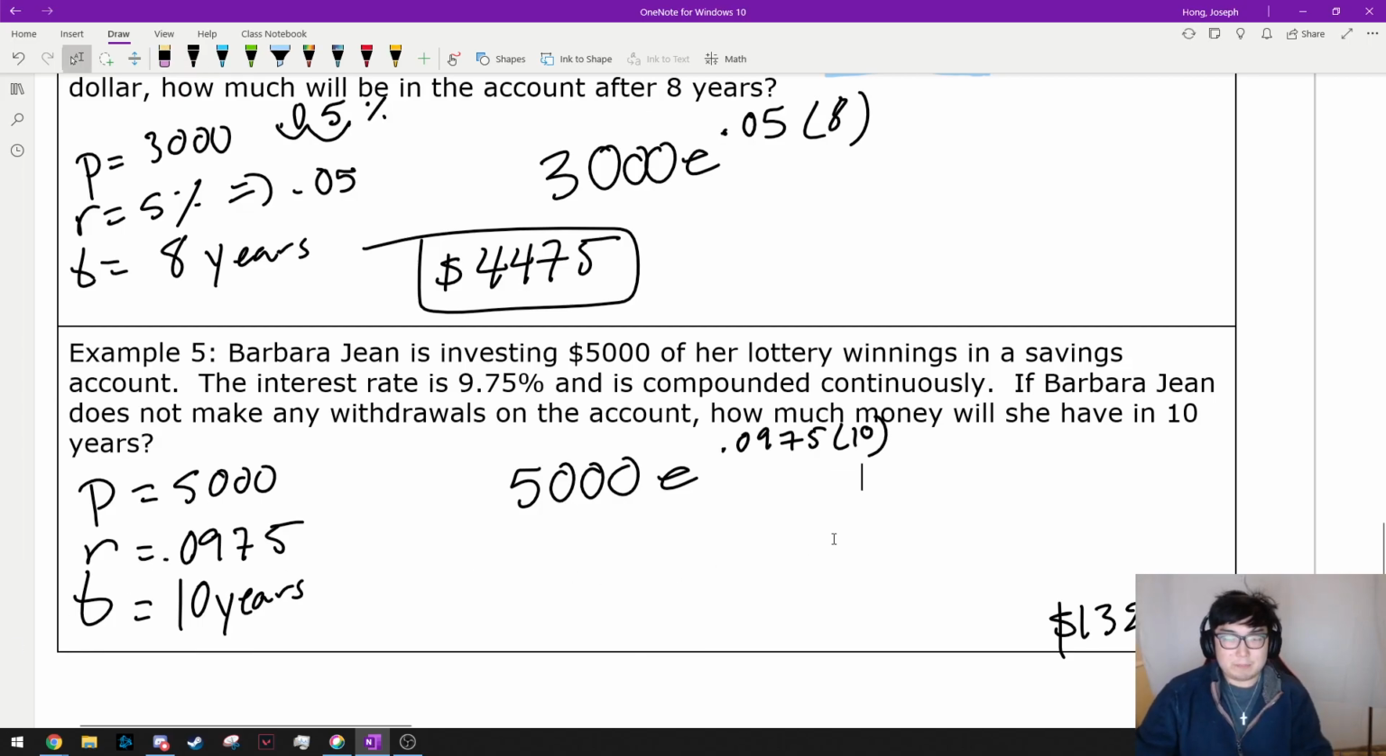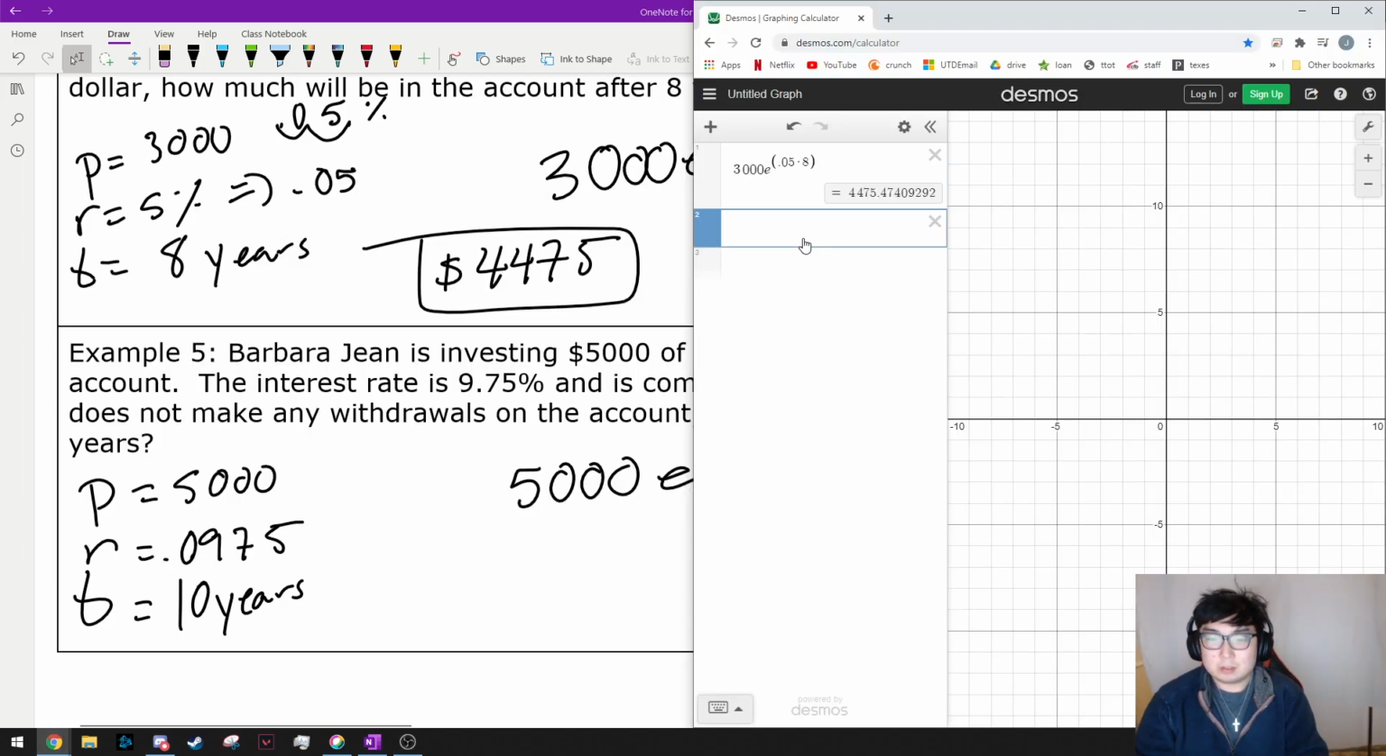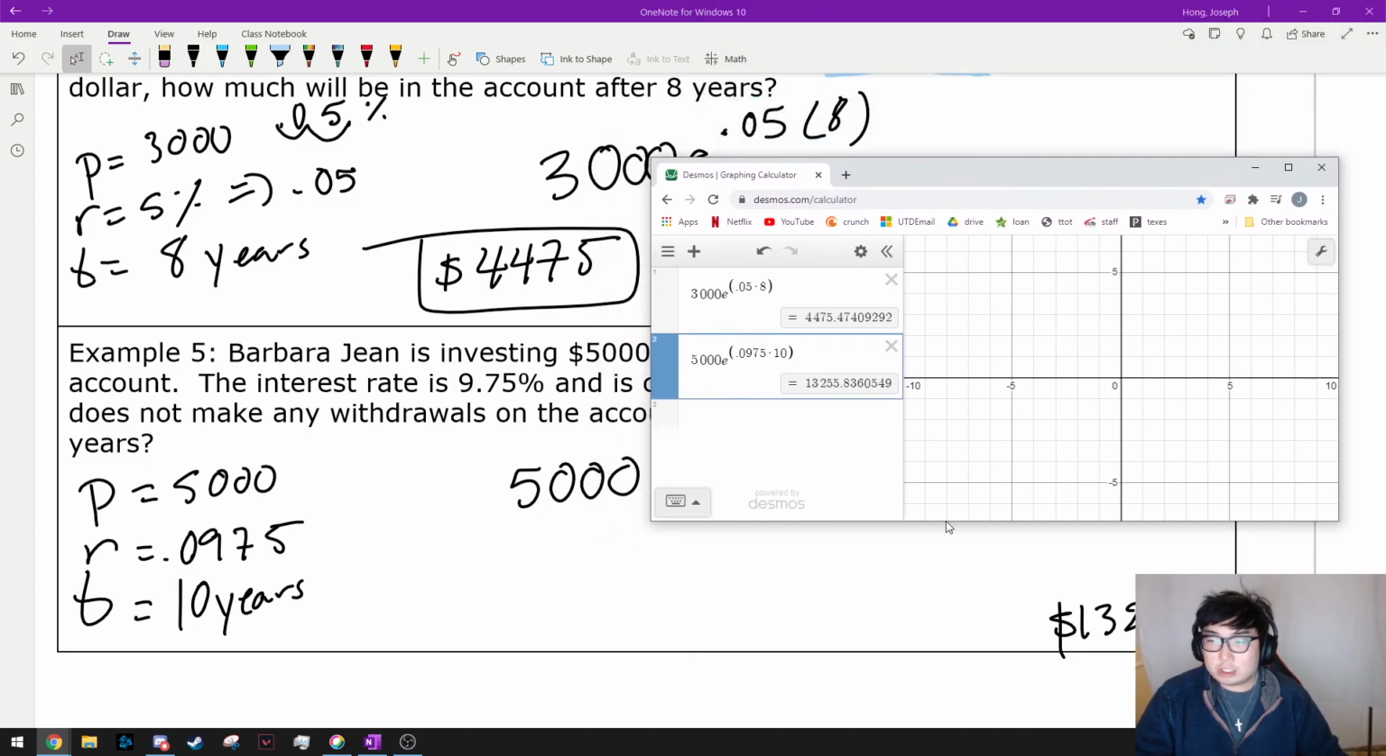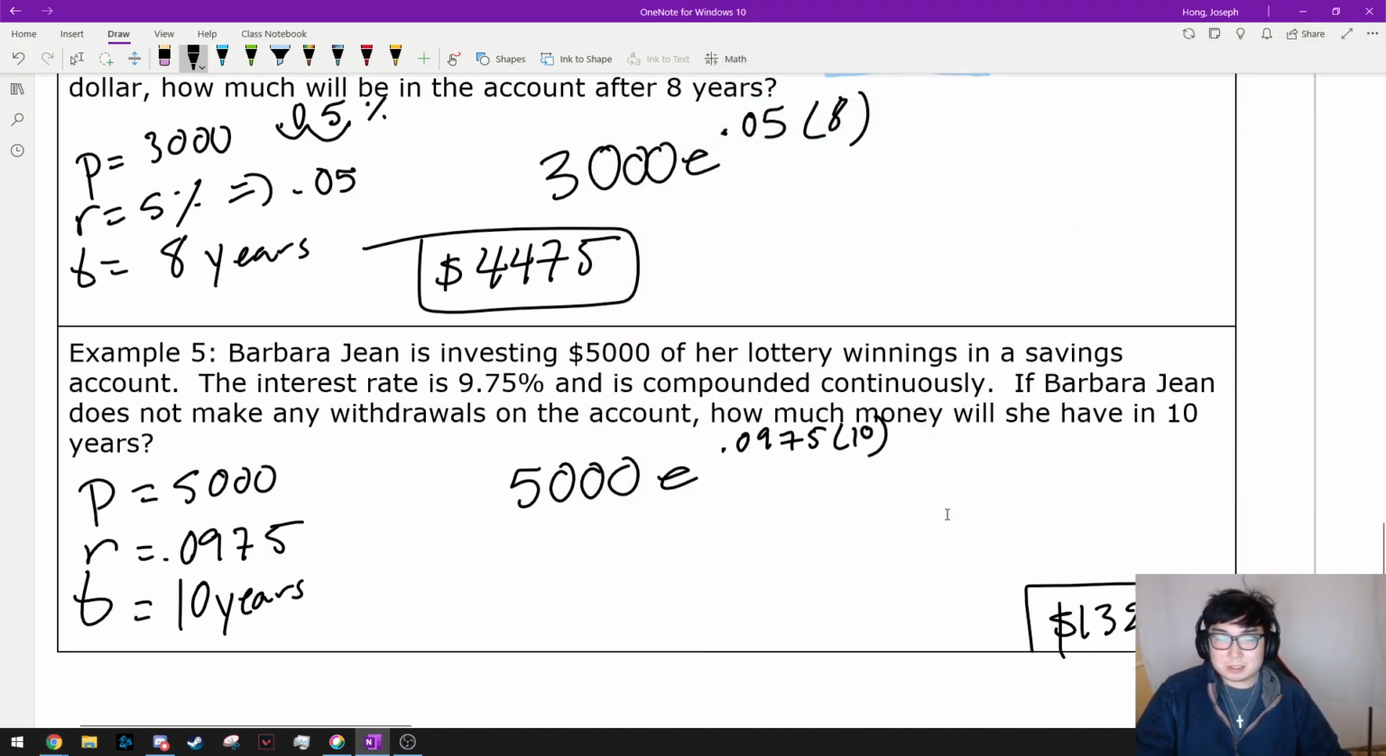So let's look at that. Let me just do it for you real quick. 5,000 e to the power of 0.0975 times 10. And that becomes like 13,255.8. So I rounded to the nearest dollar, so I got this.